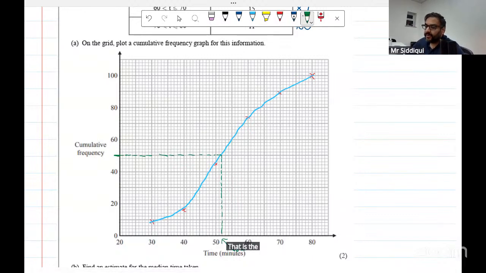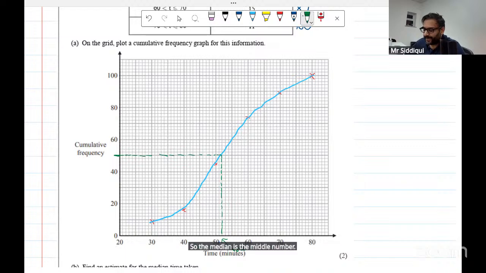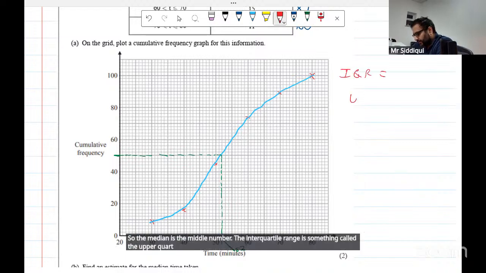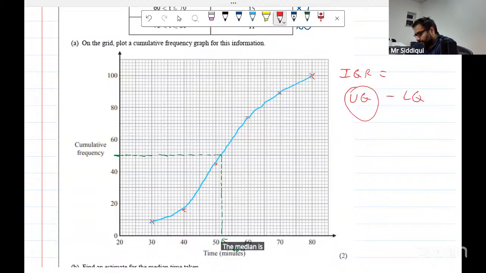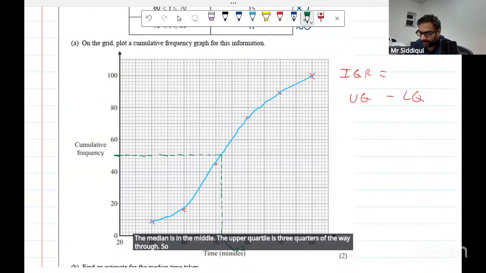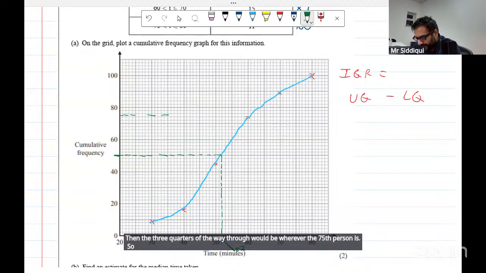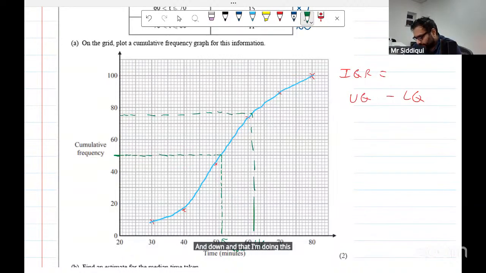The other things that you can get asked about this is something called the interquartile range. So the median is the middle number. The interquartile range is the upper quartile minus the lower quartile. Now, the median is in the middle. The upper quartile is 3/4 of the way through. So if there's 100 people, then 3/4 of the way through would be wherever the 75th person is. So you'd read across from about 75 and down, and I'm doing this very quickly now, but that would be your upper quartile.